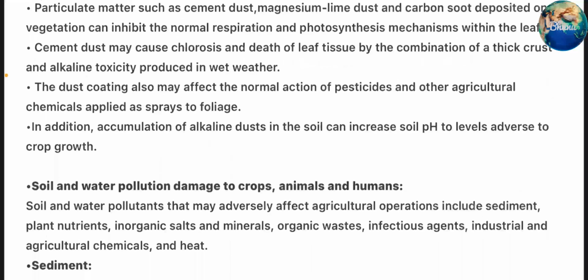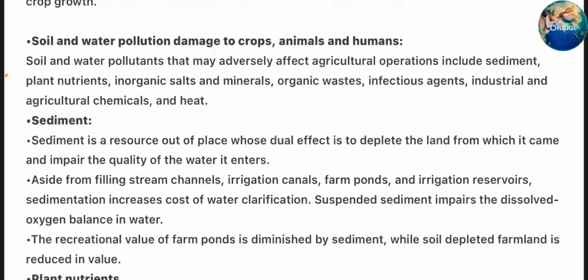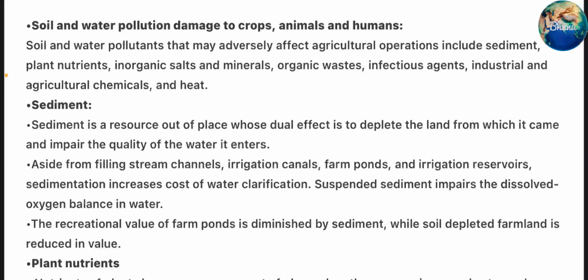Next, soil and water pollution, damage to crops, animals, and humans. Soil and water pollutants that may adversely affect agricultural operations include sediment, plant nutrients, inorganic salts, and minerals. Organic waste, infectious agents, industrial and agricultural chemicals, and heat.